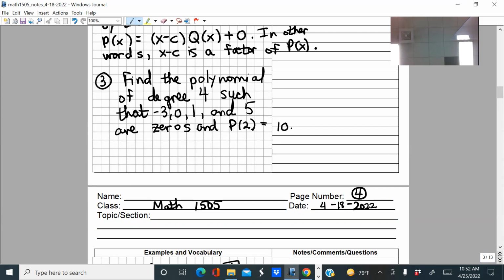But notice they've thrown in another little catch here: P of 2 has to be equal to 10. So they've thrown in a bit of a curveball. When we find this polynomial formula, P of 2 has to turn out to be 10. That might be the tricky part here in the problem.